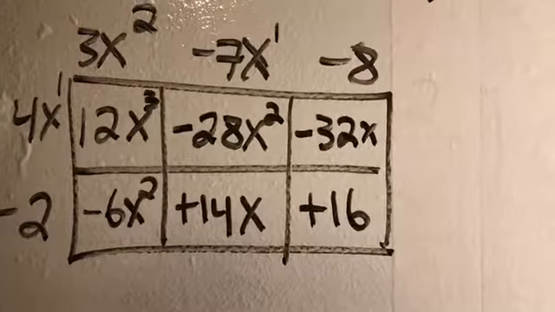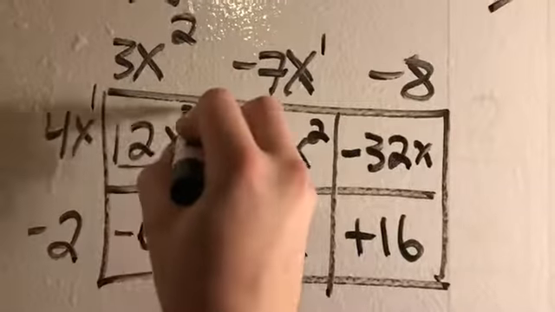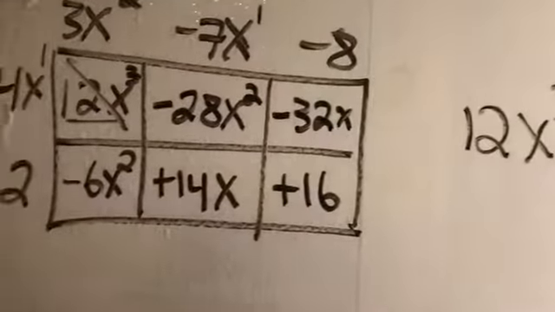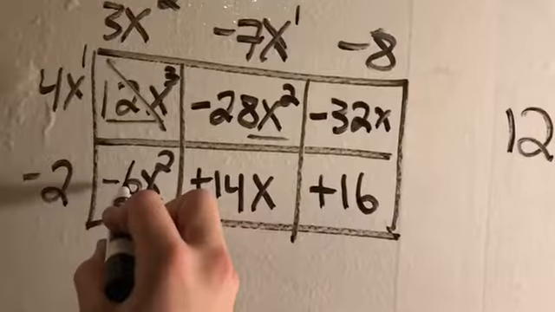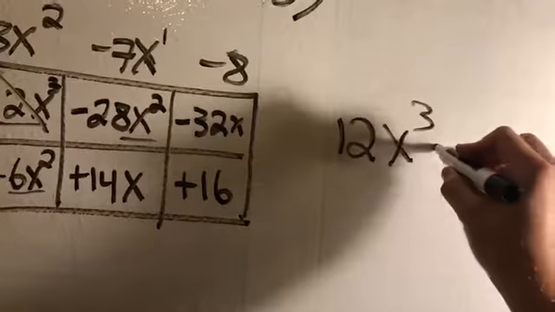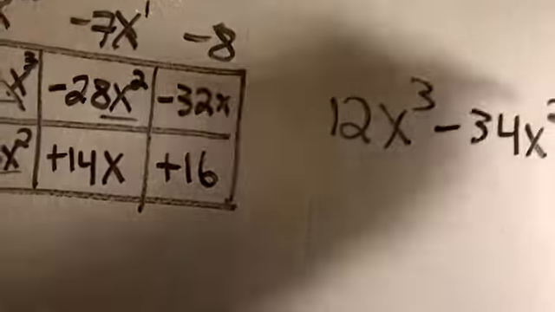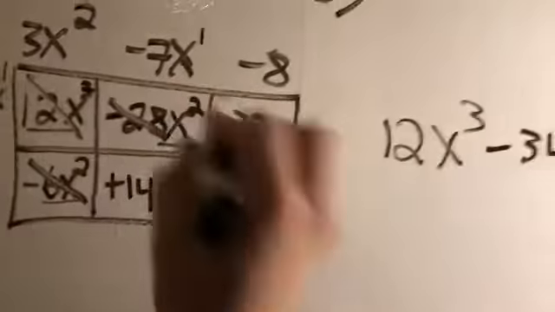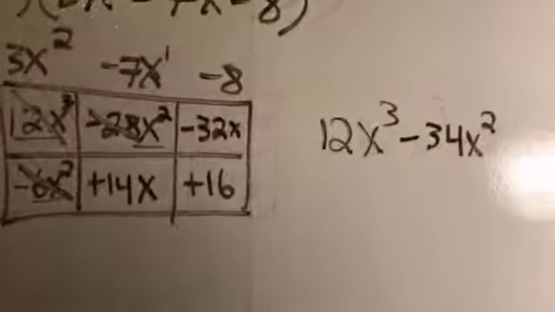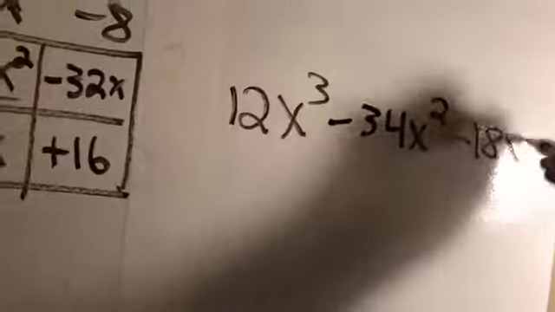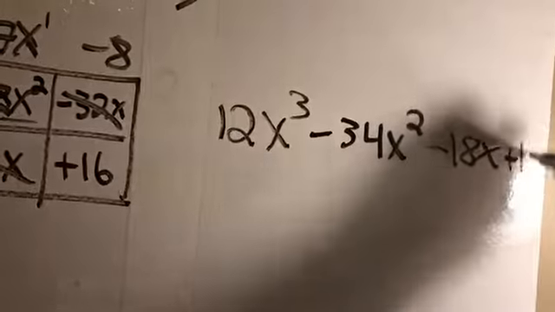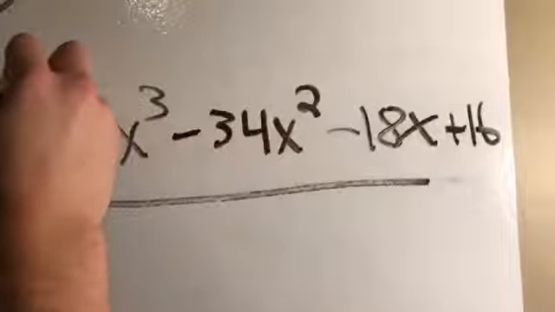And now we're ready to combine like terms. Once again, there's only one x to the third power in our options, so 12x cubed comes into our final answer. I see an x squared and an x squared. Negative 6 minus 28. When you subtract a negative, it's like adding the negative to be a bigger negative number. So we'll get negative 34x squared. 14x minus 32x is negative 18x. And then that's my only regular number left, which is just going to go on to the end. Plus 16. And now I have my final answer.